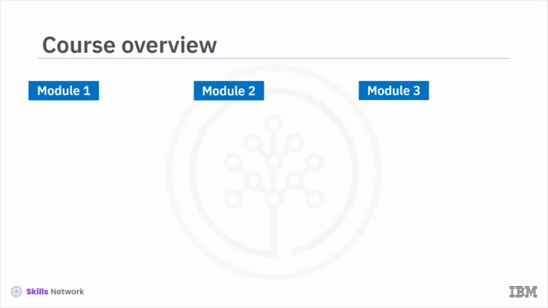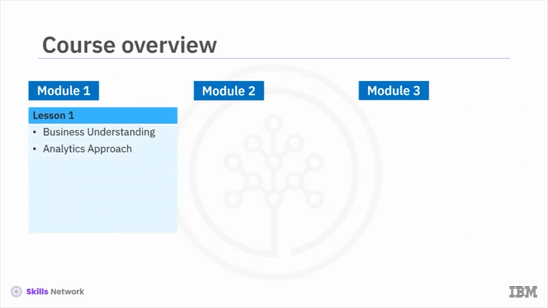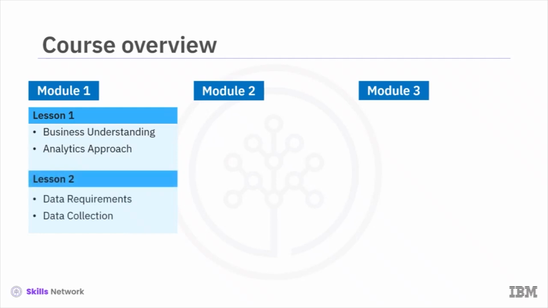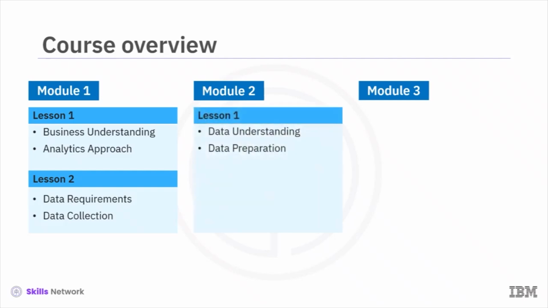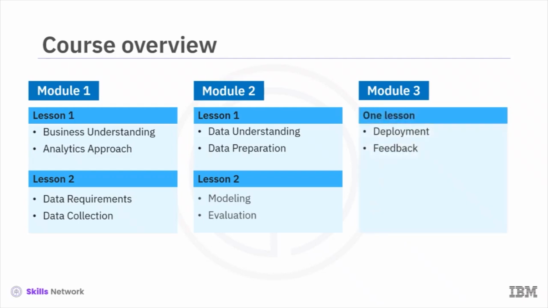In each lesson within each module, you'll explore two foundational data science methodology stages. In Module 1, Lesson 1, you'll explore the stages: business understanding and analytics approach. In Module 1, Lesson 2, you discover data scientists' work during the data requirements and data collection stages. In Module 2, Lesson 1, you'll examine the work that happens during the data understanding and data preparation stages. Next, in Module 2, Lesson 2, you'll study the modeling and evaluation stages. And finally, in Module 3, you'll focus on the deployment and feedback stages.